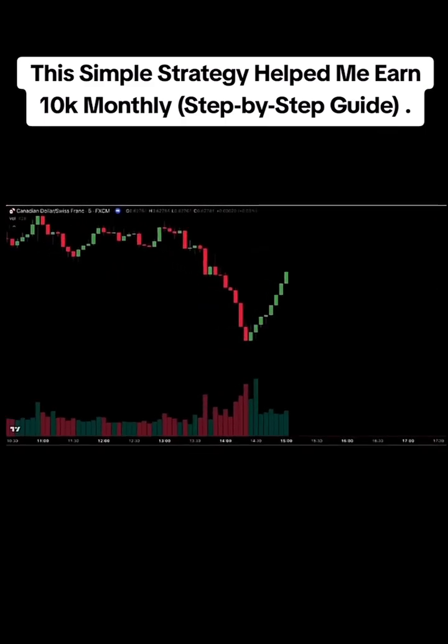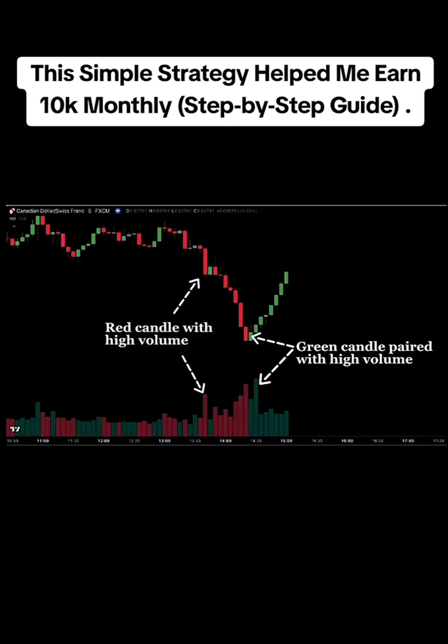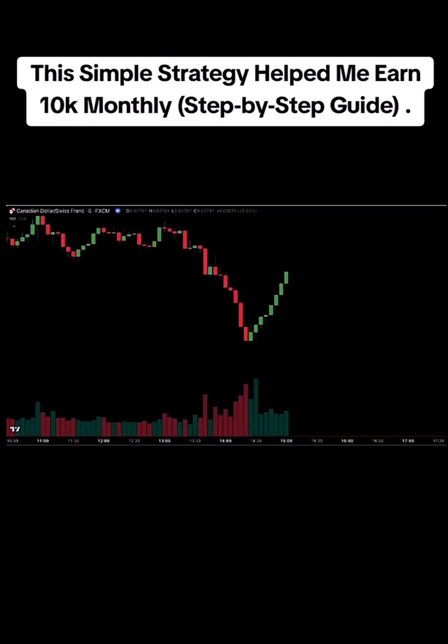Here's why this matters. When price movement is backed by high volume, it signals strength and conviction behind the move. A green candle paired with high volume is especially bullish, indicating buyers are fully in control. Similarly, a red candle with high volume suggests strong selling pressure. Another way to think about it is selling interest.